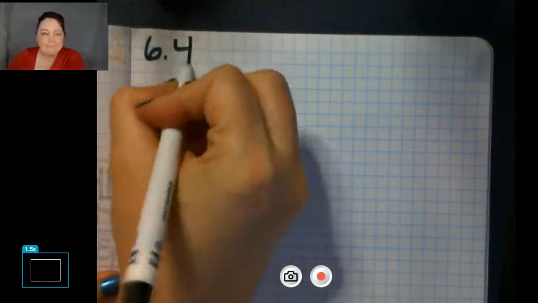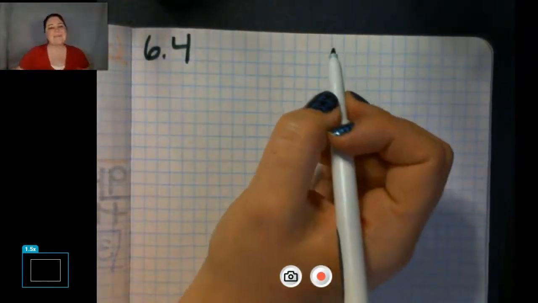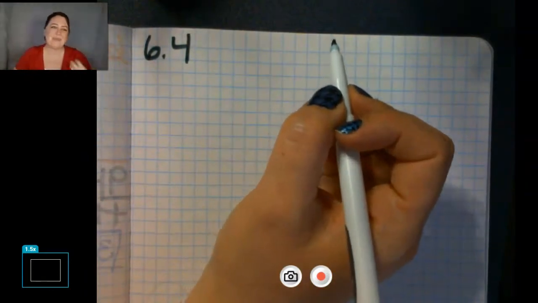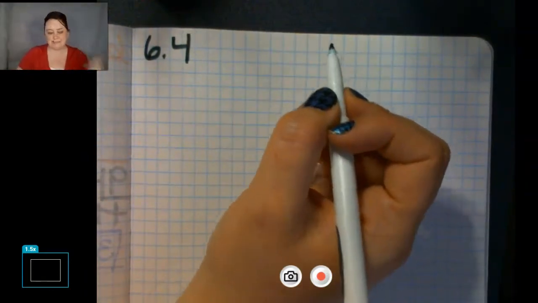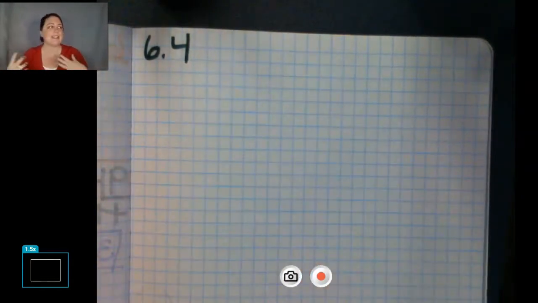6.4, you might be saying. Miss Gorman, don't we usually start with 6.1? Yes, you would be correct. But for the fractions unit, I did not like how they arranged the lesson, so we are going to kind of skip around.